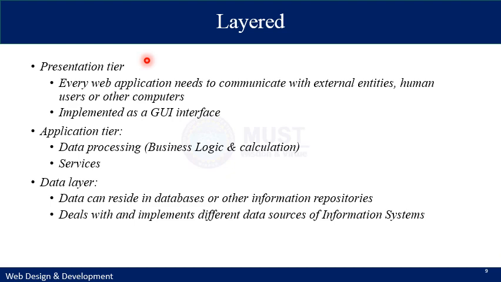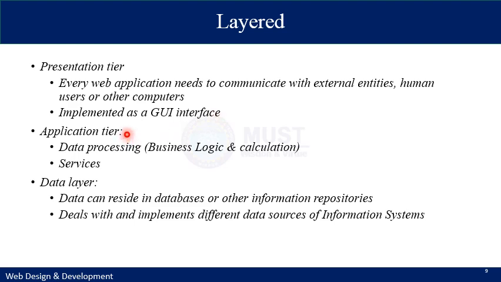So usually the web architectures are described in layers. The typical layers are the presentation layer, application layer, and the data layer. The presentation layer deals with the application that needs to communicate with external entities such as humans, users, and computers, and it is implemented using a graphical user interface. It deals with the front of your application where you interact with the web application.